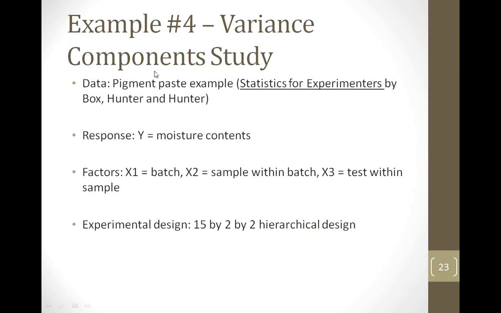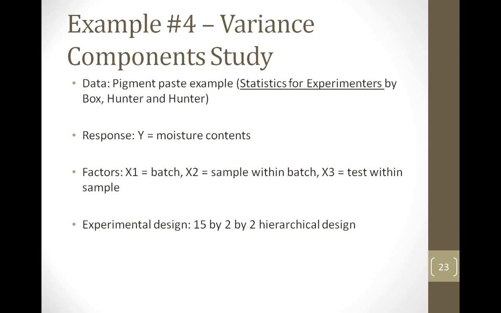Now, I'm going to talk about an example from a book called Statistics for Experimenters by Box, Hunter, and Hunter. It has to do with the manufacturing of pigment paste. The manufacturer here was actually getting complaints from the customer that every time they opened a can of the pigment paste, they were never sure how moist it would be. Sometimes it would be overly moist, sometimes it would be too dry. So the experimenters were interested in knowing where that variation was coming from.